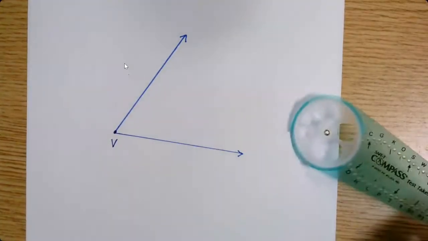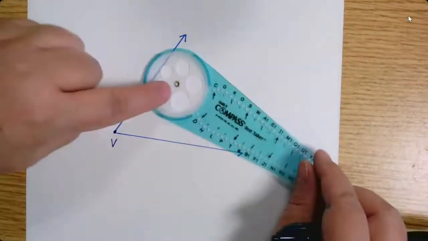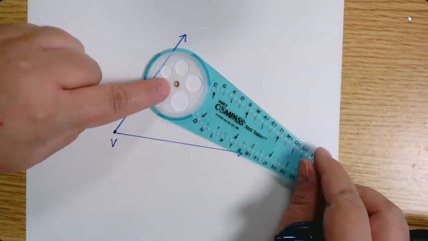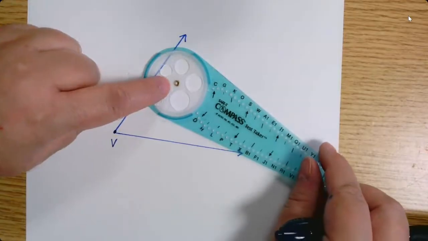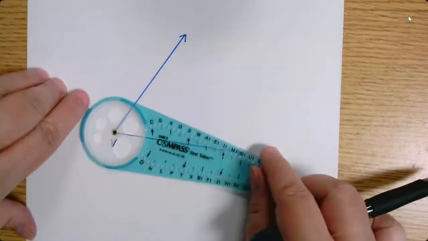So here's how I'm going to start. First, I'm going to move that arrow. There we go. I'm going to start by taking my metal brad, which is the point or tip of this compass, and I'm going to put it over my vertex, which I have labeled V.